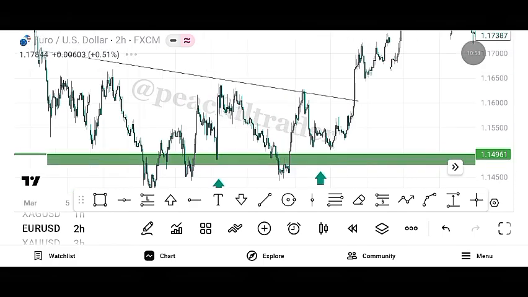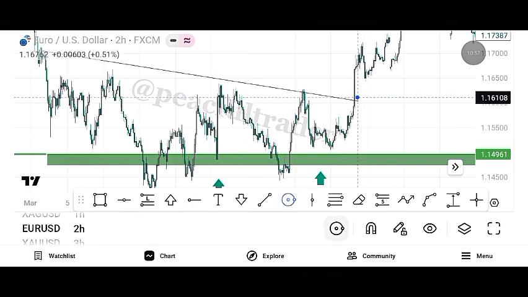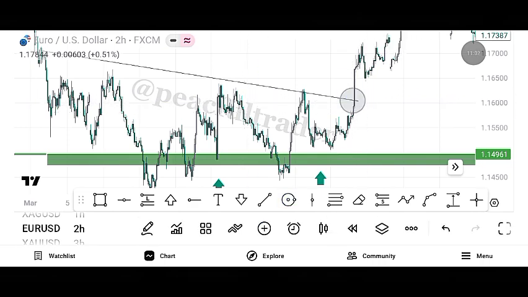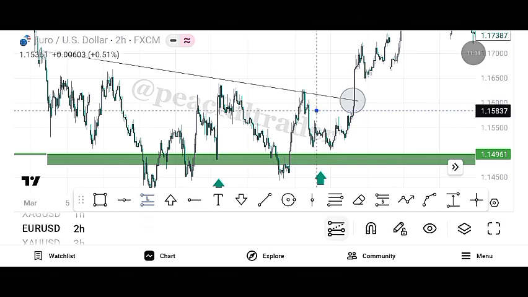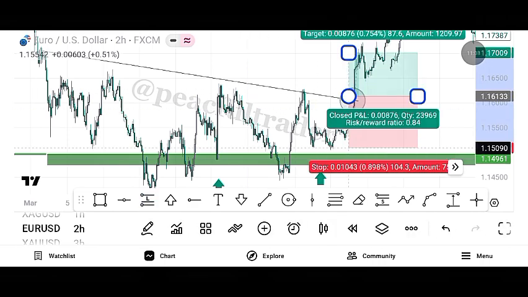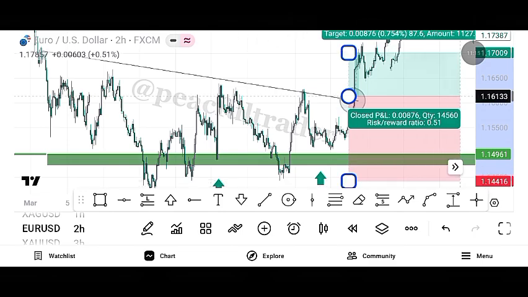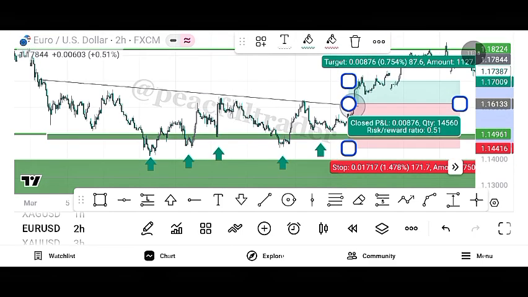And the breakout happened here. You see, the breakout happened here. And guess what? Imagine taking this trade from here, and your risk reward, your stop loss is here.